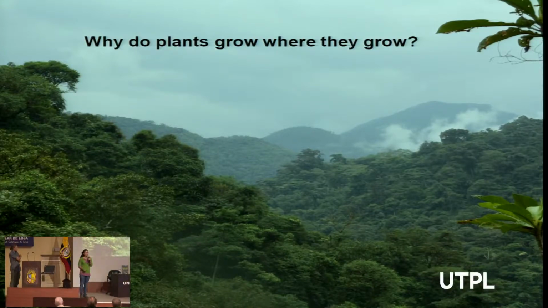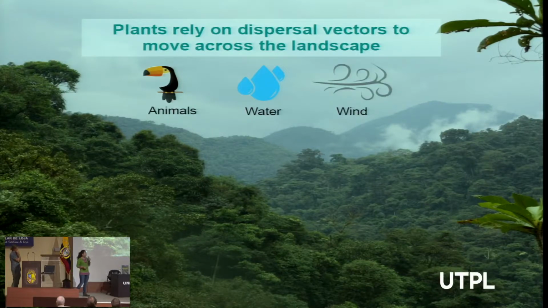Well, just to start, I want you to imagine that you are in a forest with plants of different ages. You have seeds that are germinating, seedlings, and old trees. And then you try to answer this question: why do plants grow where they grow? Plants rely on vectors to disperse, or to move across the landscape. Examples of these vectors are animals, water, and wind.